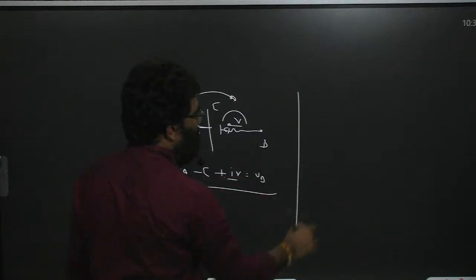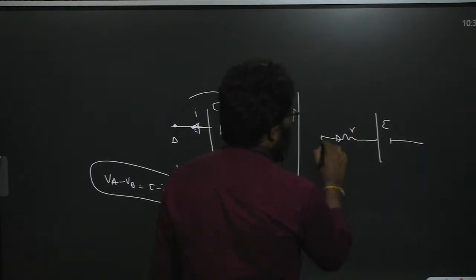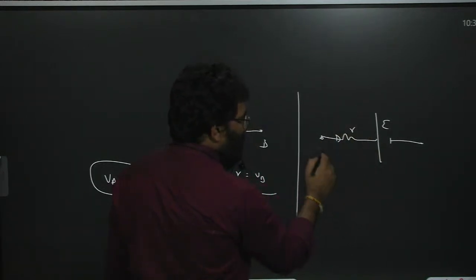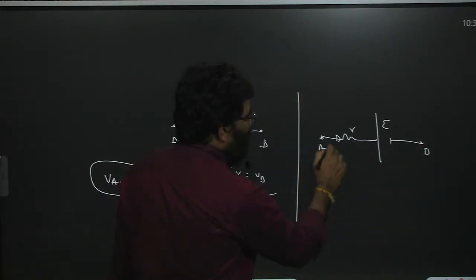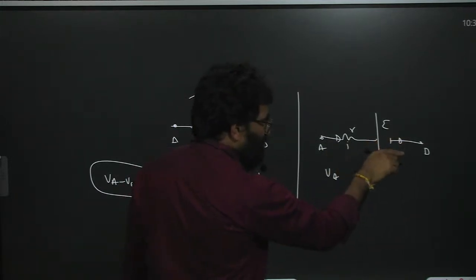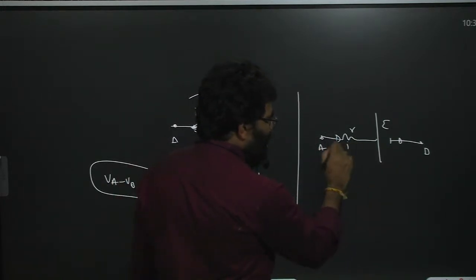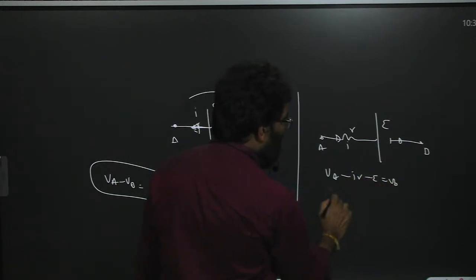Now coming to the next one. Whenever current is flowing towards the positive terminal, consider just A and B. I can keep the internal resistance anywhere. Find the potential difference between them: VA, and current is flowing along this direction. Current is going into the positive terminal, so that is charging mode only. VA, moving along the current direction, potential drop will be there, minus IR, minus E is equal to VB.